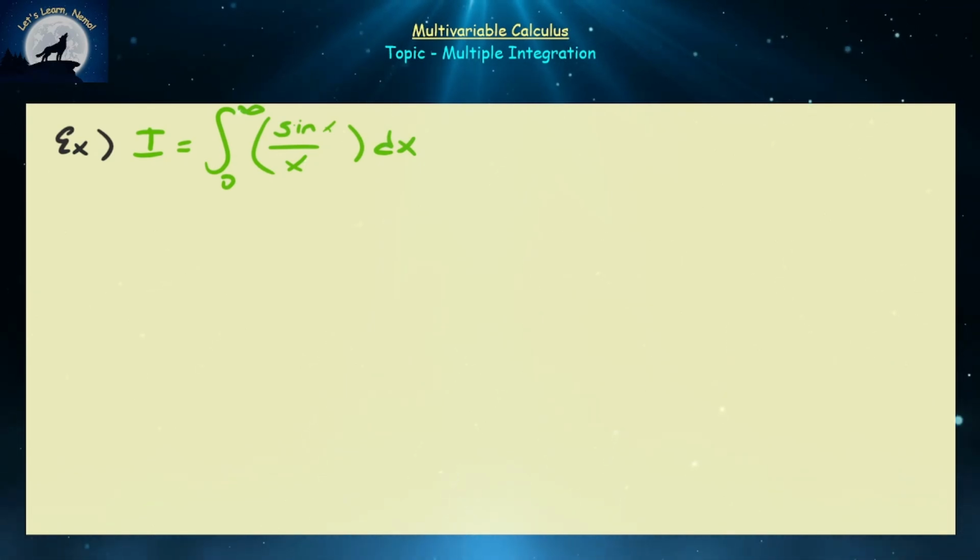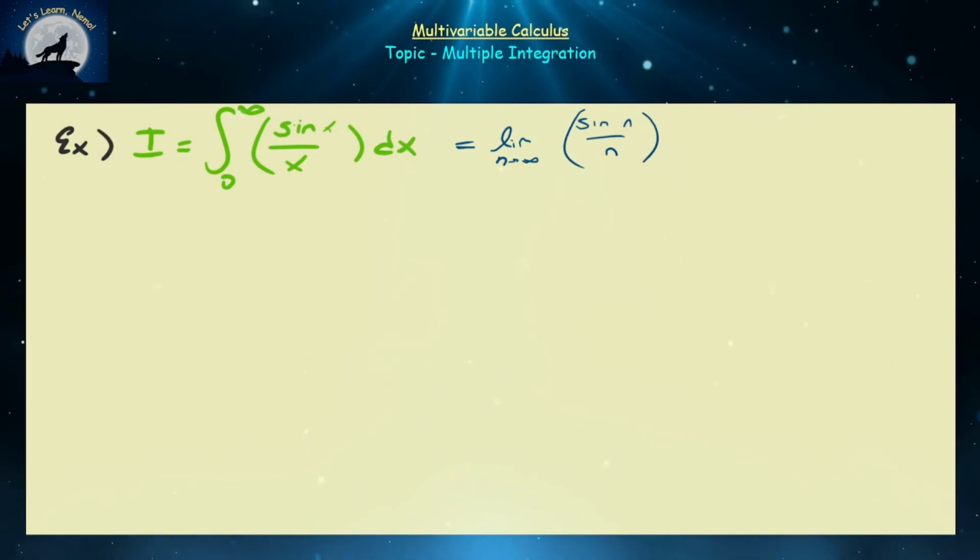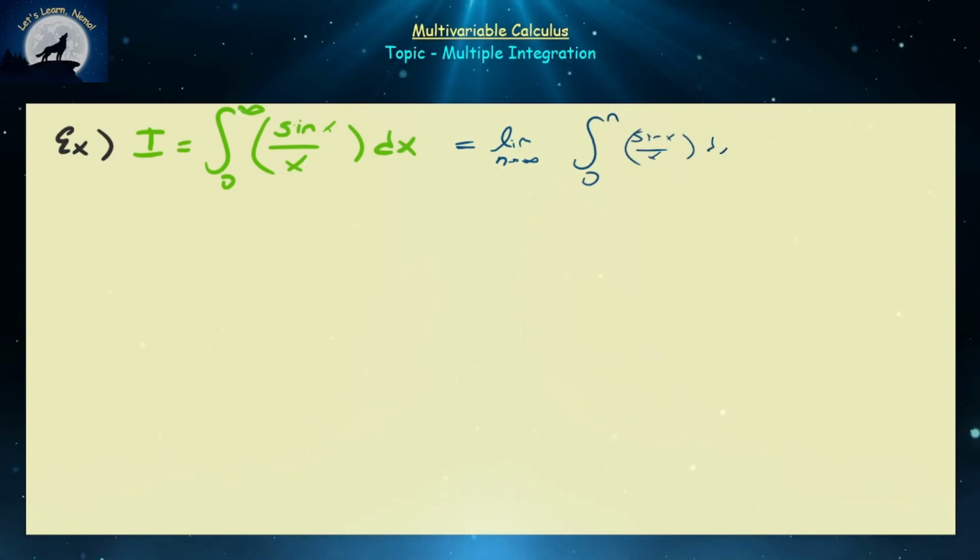But in this case, we have the integral from 0 to infinity of sine x over x dx. Some people may recognize this if you watch my non-elementary primitives video for integrals, because not every function has an elementary primitive. This is just equal to the limit as n goes to infinity of the sine integral function, right? Because this is just the integral from 0 to n of sine x over x dx.